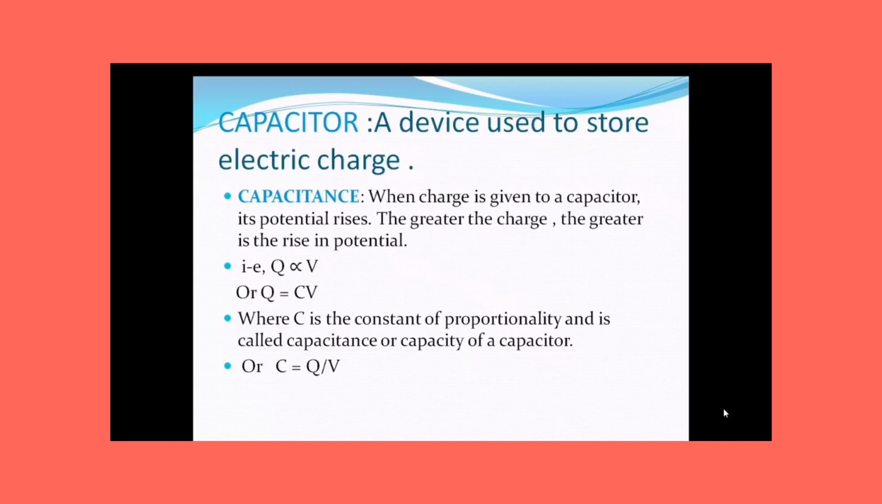This means with the increase in Q, V also increases, which is further equal to Q = CV, where C is a constant of proportionality and is called capacitance or capacity of a capacitor. From the above equation, C = Q/V.